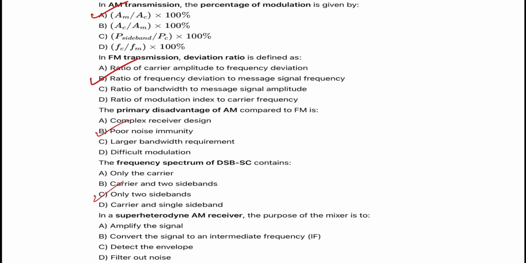So it contains only two sidebands. Answer is option C. In a superheterodyne AM receiver, the purpose of the mixer is to option A, amplify the signal, option B, convert the signal to intermediate frequency, that is IF frequency, option C, detect the envelope, option D, filter out the noise. We know that in a superheterodyne AM receiver, the purpose of the mixer is to convert the signal to the intermediate frequency. So the answer is option B.